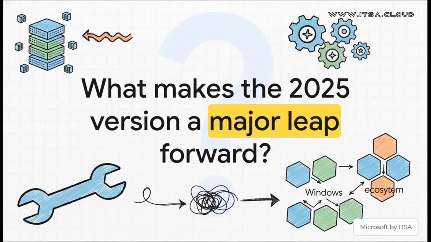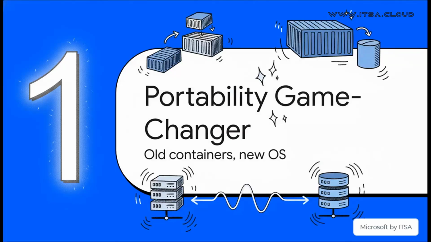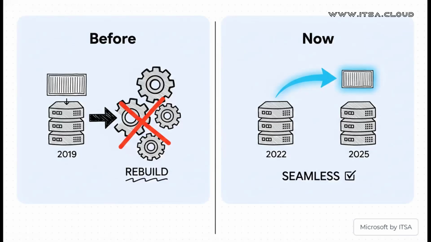Well, it really all starts with solving one of the biggest headaches that developers have been dealing with for years. And that brings us to the first and, arguably the most important new feature here. We're talking about a true game changer in portability, something that finally solves a massive point of friction. You see, in the past, it was a pain. If you upgraded your server host, let's say from Server 2019 to 2022, you had to go back and rebuild all of your container images just to make them compatible. It was this tedious, time-consuming process.